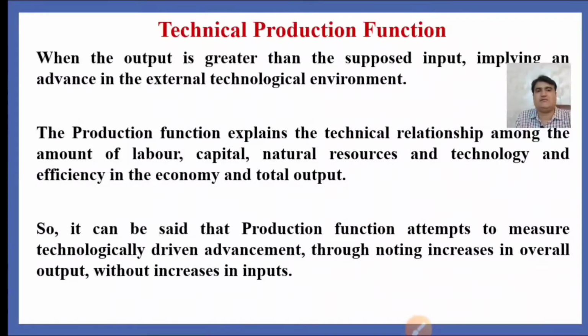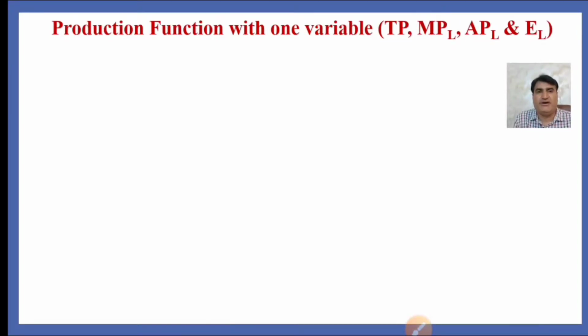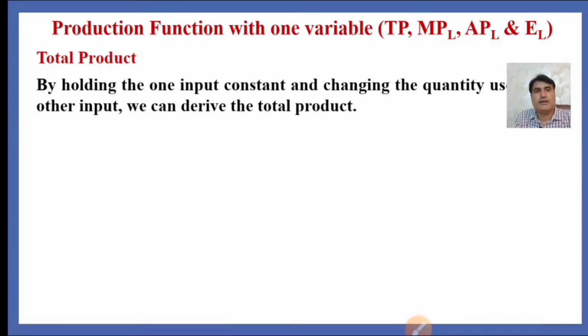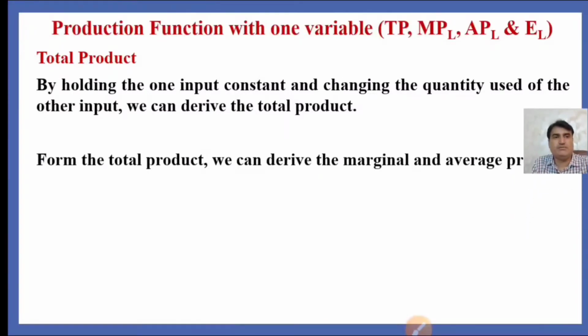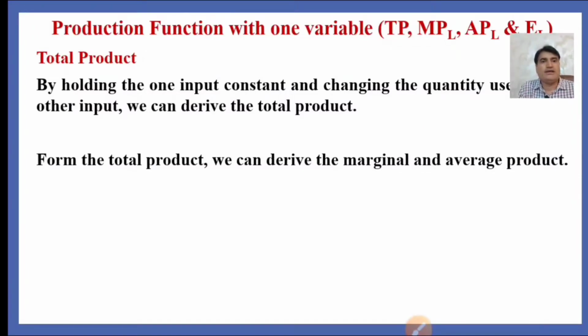What is production function with one variable, in which we learn about total product, marginal product of labor, average product of labor, and elasticity of labor. So first of all, we discuss what is total product. By holding one input constant and changing the quantity used of the other input, we can derive the total product. From the total product, we can derive the marginal and average product.